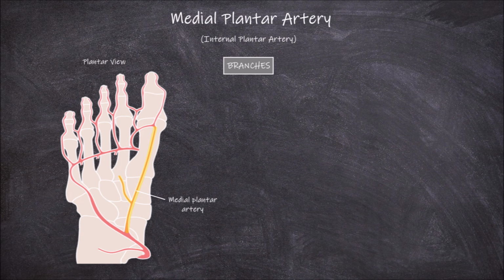What branches come off this artery? This artery gives off two branches at around the first tarsometatarsal joint, a superficial branch and a deep branch.